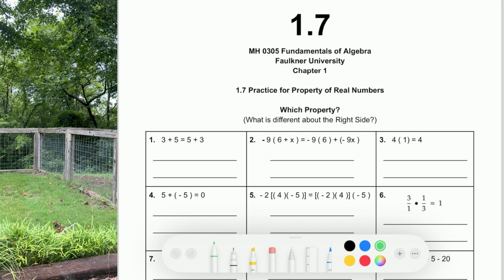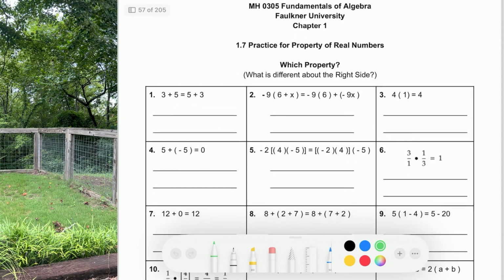Welcome back, students. We will be looking at 1.7, practice for property of real numbers. Remember in the last video, we learned the terminology for the property of real numbers. So it would probably be handy if you have that list with you to look at as I go through these example problems. All right, so let me scroll up here a little bit.